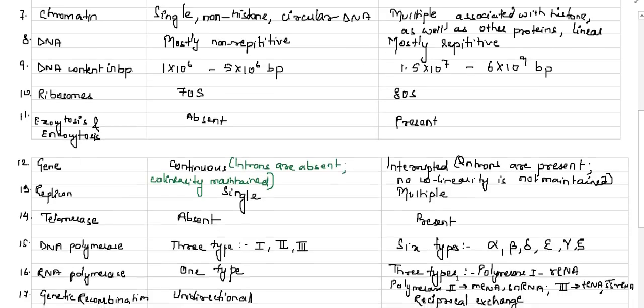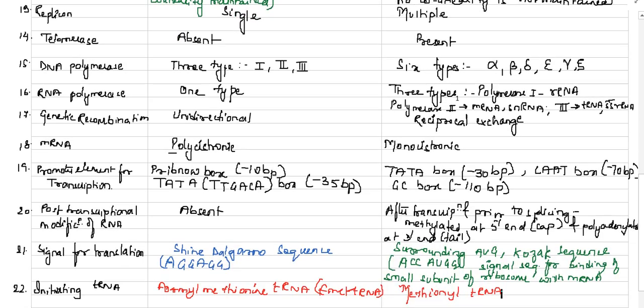Now, DNA polymerase is of three types in case of prokaryotes, and it is six types: alpha, beta, delta, epsilon, gamma, and xi. They all are present in eukaryotes. RNA polymerase is of only one type in prokaryote, and it is of three types in eukaryotes. Polymerase 1, which synthesizes rRNA, and polymerase 2, which synthesizes mRNA, snRNA, which is small nuclear RNA, and polymerase 3 synthesizes tRNA and 5S rRNA. Genetic recombination is unidirectional in prokaryotes and it shows reciprocal exchange in eukaryotes. mRNA is polycistronic in case of prokaryotes and monocistronic in case of eukaryotes.